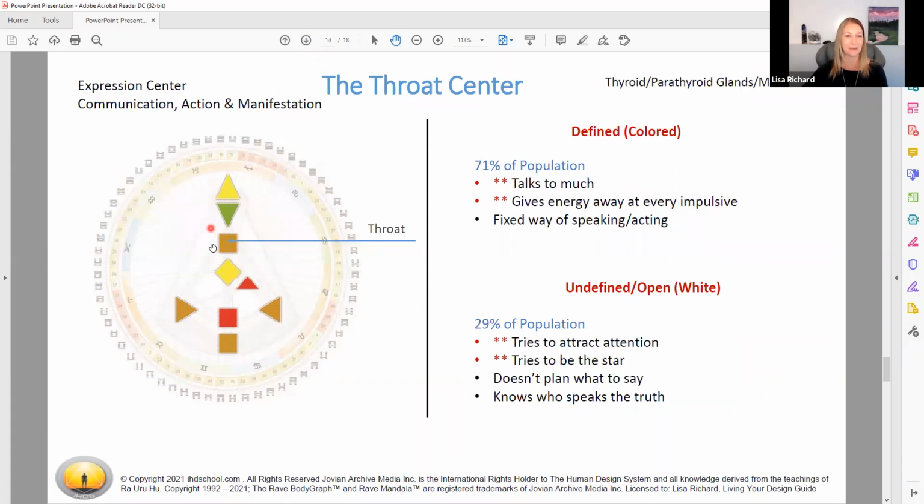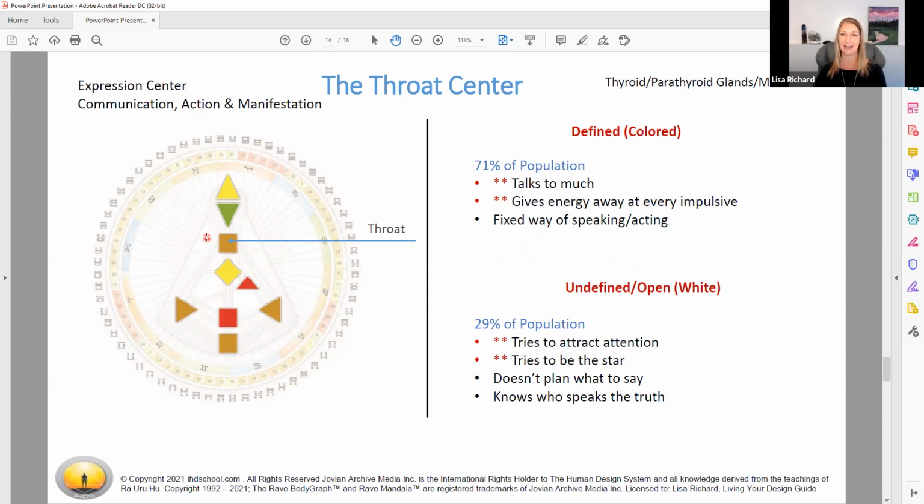Now we're moving up into the throat center. That's another square on your body graph. This is the center of communication, action, and manifestation. So manifestation being the place where we put things into action, we put it into movement. Now, all the energy within your body graph is trying to come out through the throat center. So it has enormous pressure in there.